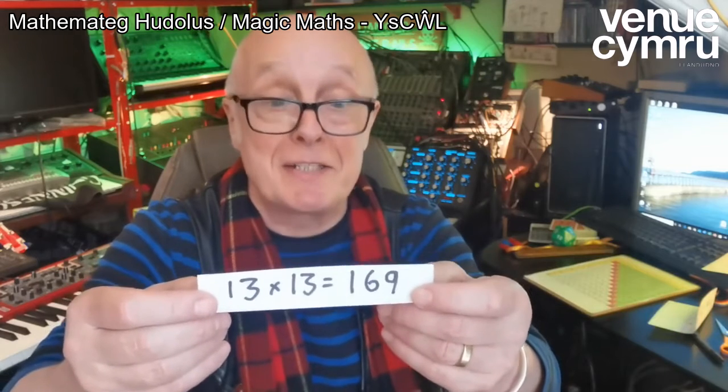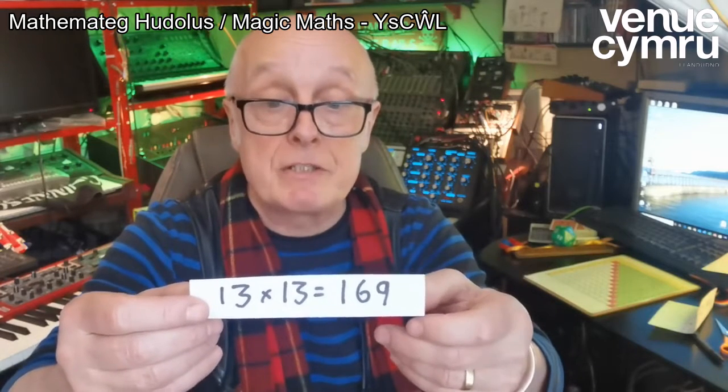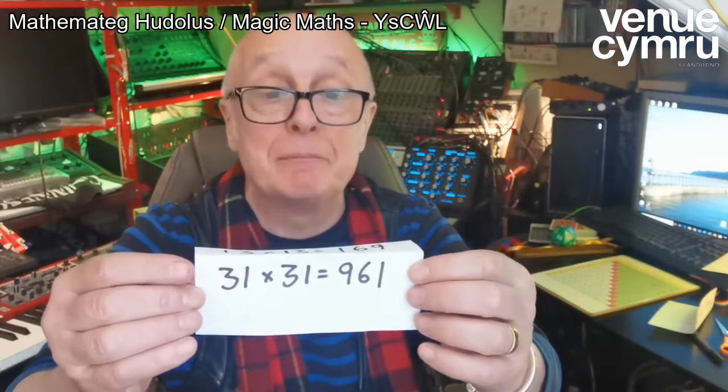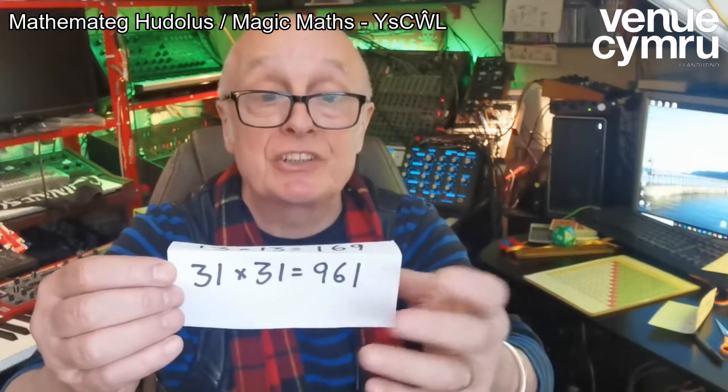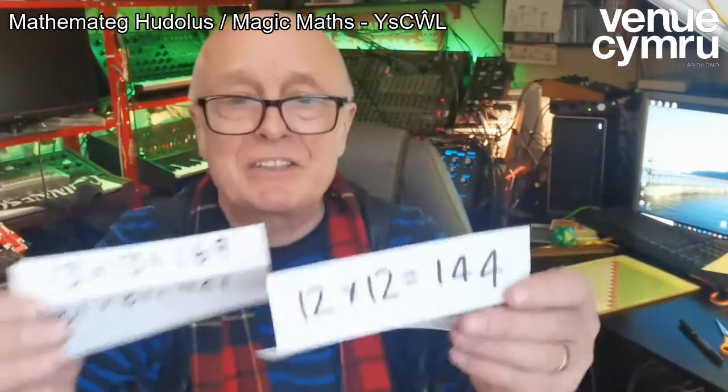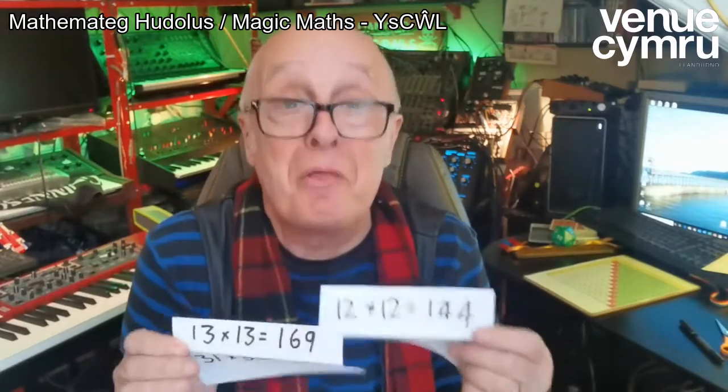13 times 13 is 169, and when you turn them both round, 31 times 31 equals 961. That's the right answer too. And you know, I think that's really superb, because these 2 numbers, 12 and 13, have got that little secret thing that they can do that no other numbers can do, and I really like that.